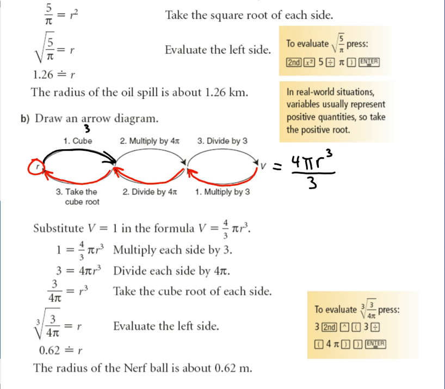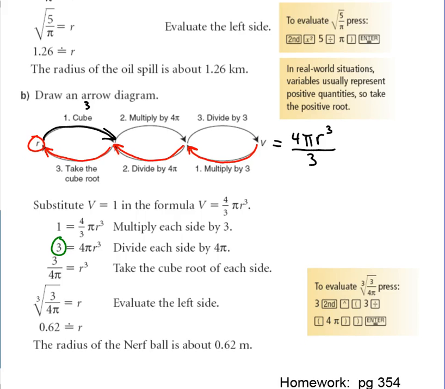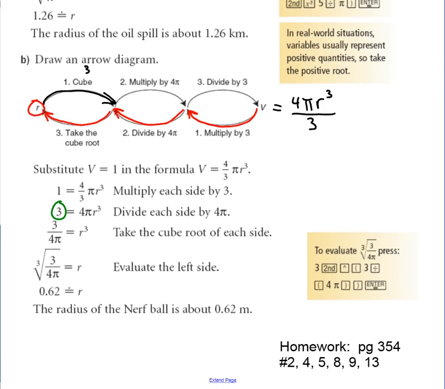And that's shown here. The final result would be that R would be the cube root of 3V over 4 pi, where V is the volume that we were given in this question. And that's substituted at the beginning. So that strategy of substitute and then solve is shown here. So take the volume, divide by 4 pi, take the cube root, and we get the radius. And the radius of the Nerf ball would be 0.62 meters. Okay, we can ignore this here.